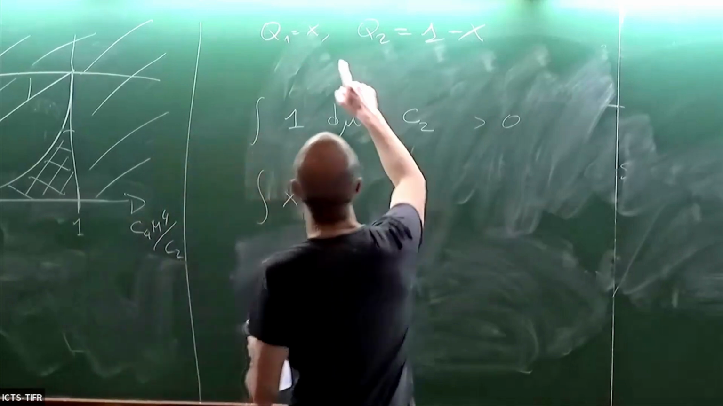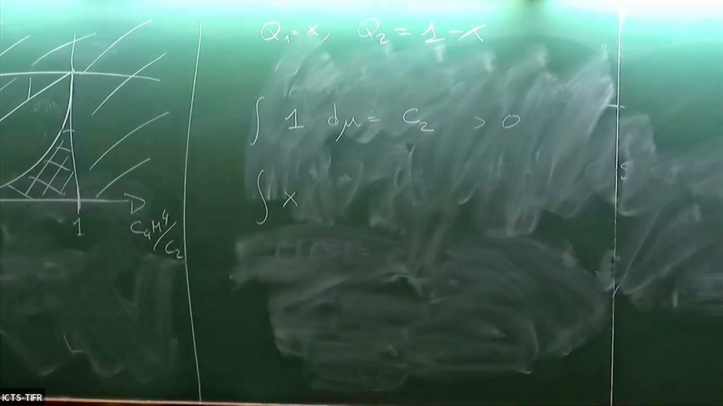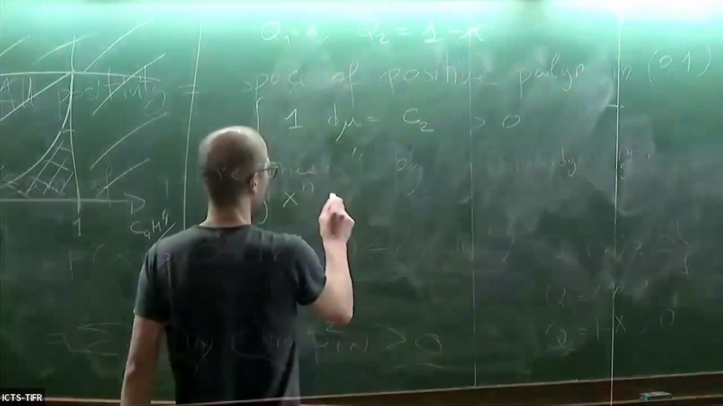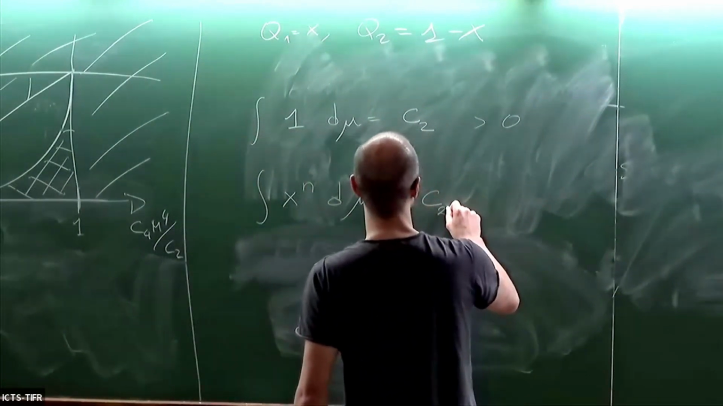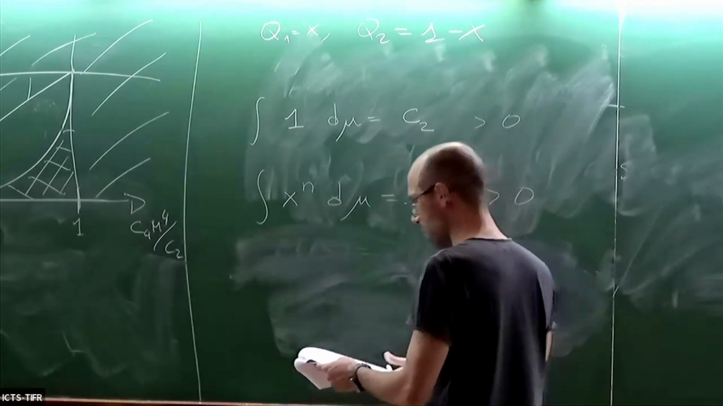Now, next, x is on the basis. I can take arbitrary products times 1, for example, so x to the n. I get Cn plus 2 positive. So these are giving what we knew.